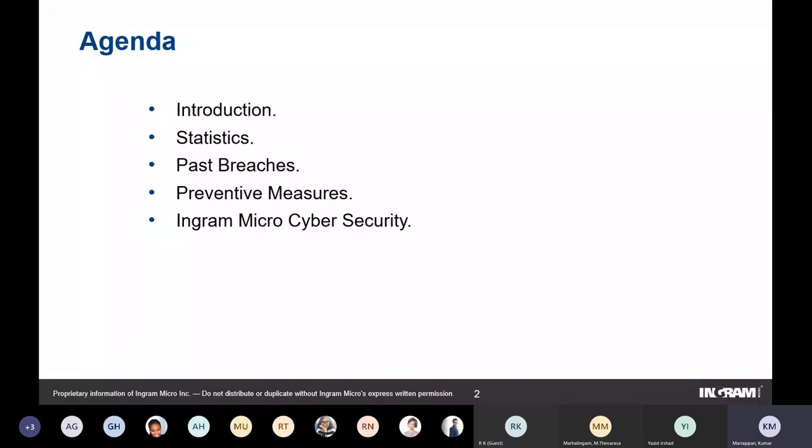So this is the agenda for today's session. We'll have an introduction to data breach. We will also look at some statistics and some past breaches as well, and what preventive measures can be taken to prevent it in the first place, because proactiveness is more important when it comes to a data breach than being reactive. And we will also look at Ingram Micro's cybersecurity portfolio.